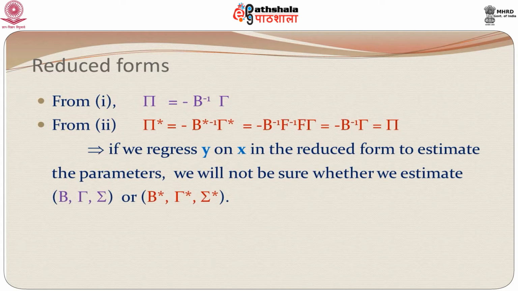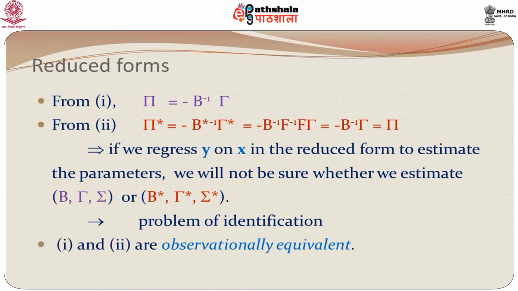The same stands for sigma and sigma star. So, are we estimating sigma or sigma star? This is what the problem of identification is. As we have seen in previous classes, we have a confusion as to what exactly we are estimating. We say that these two equations 1 and 2 are observationally equivalent. That means if we try to estimate the parameters from the given set of data, the estimates would come out the same. So, we are not sure what the parameters would be, B or F B, gamma or F gamma.